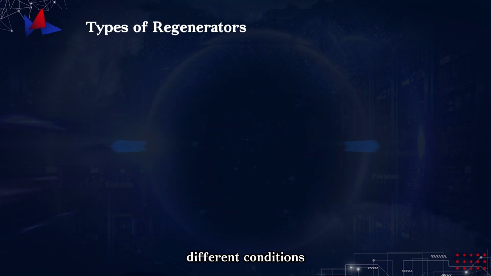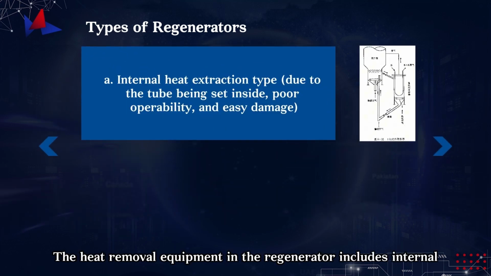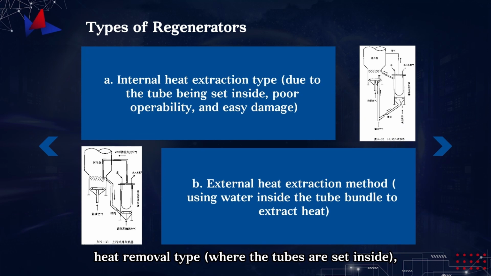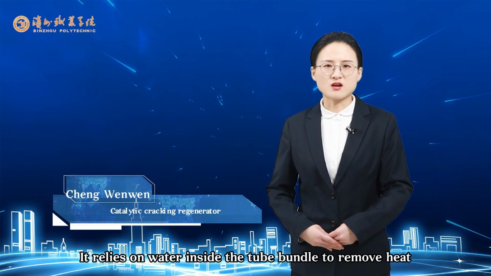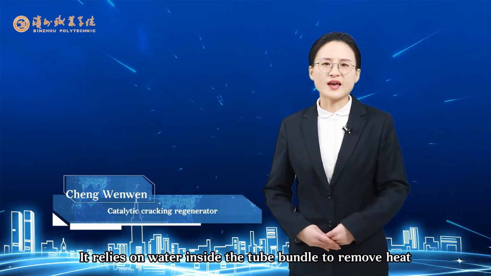different conditions. The heat removal equipment in the regenerator includes the internal heat removal type, where the tubes are set inside, which has poor operability and is prone to damage. Generally, we adopt the second type, external heat removal type. It relies on water inside the tube bundle to remove heat.